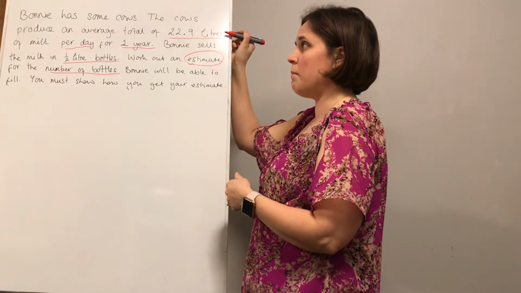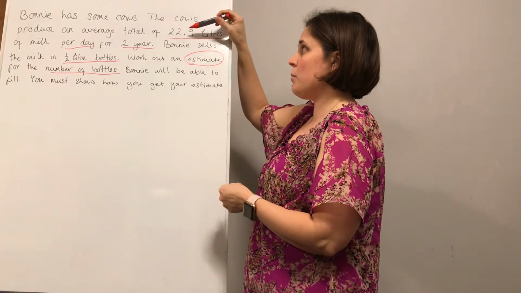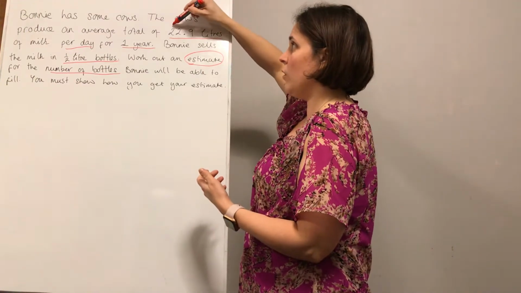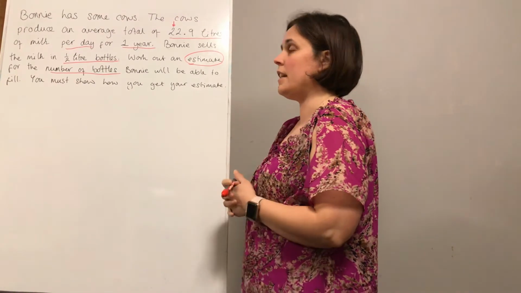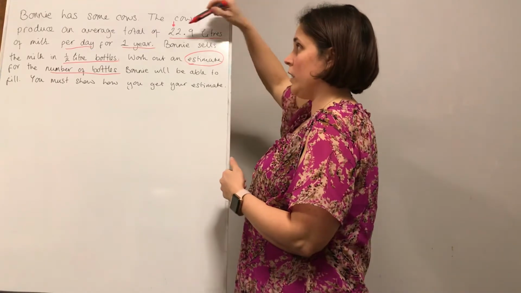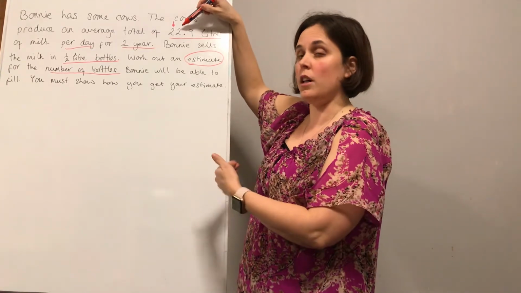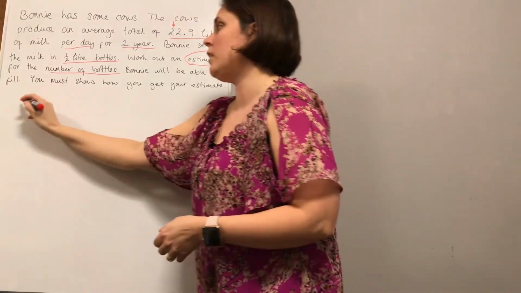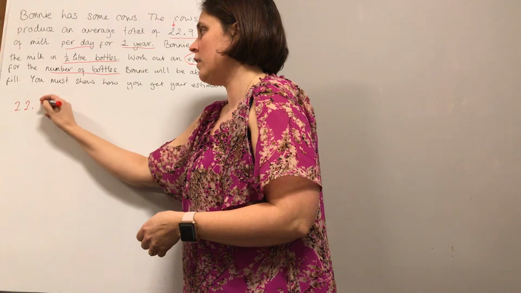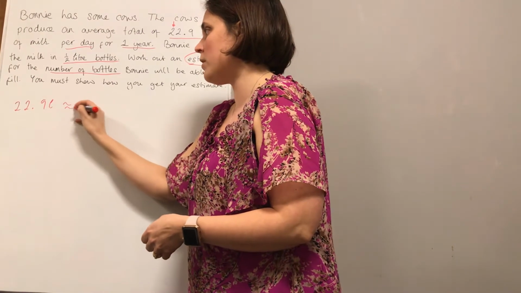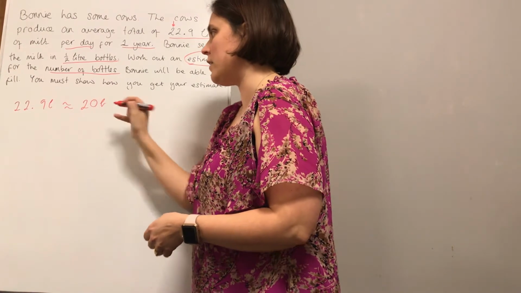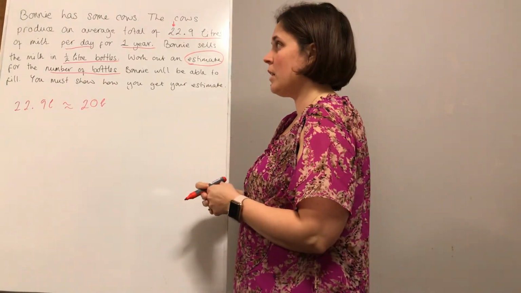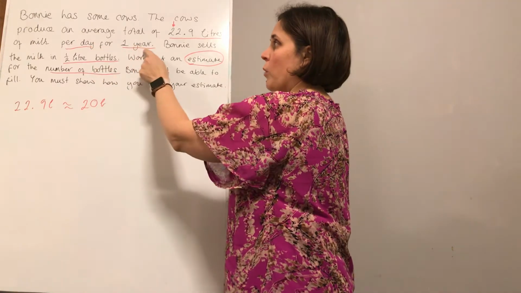So let's look at the milk first of all. So we have 22.9 litres. So to one significant figure, our one significant figure there is the 2. We look at the next digit. If it's 5 or more, we round up. It's not, so therefore we round down. So 22.9 litres is approximately 20 litres. So that's what I would round that number to, and it keeps things nice and easy. That's per day for 1 year.